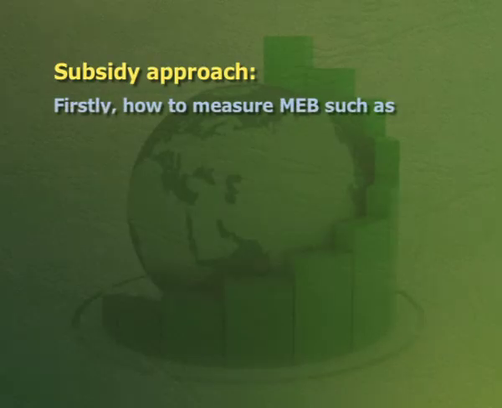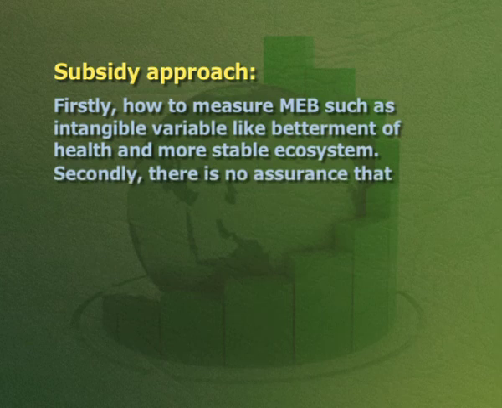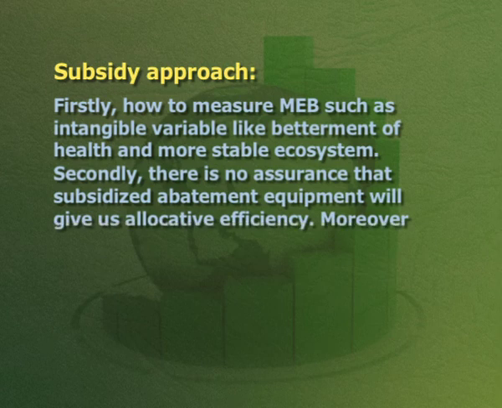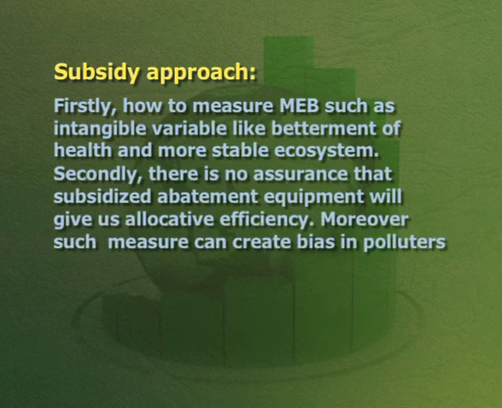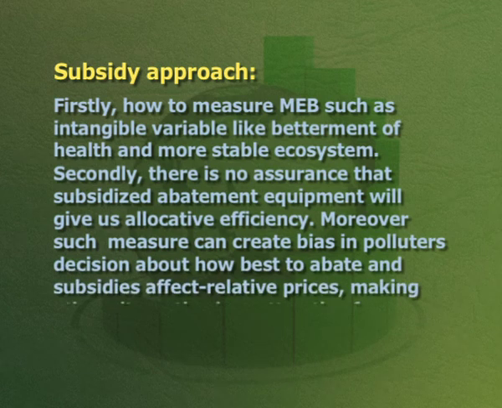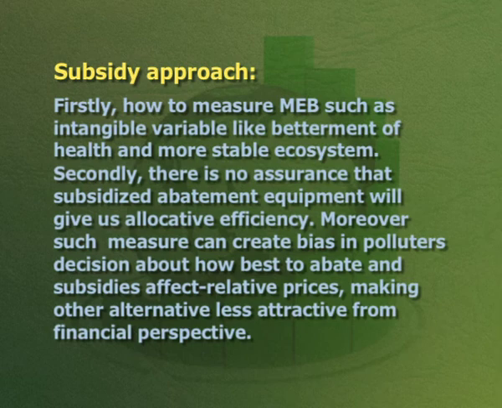However, there are some limitations of the Pigouvian subsidy approach to arrest environmental damages. Firstly, how to measure MEB, such as intangible variables like betterment of health and a more stable ecosystem. Secondly, there is no assurance that subsidized abatement equipment will give us allocative efficiency. Moreover, such a measure can create bias in polluters' decisions about how best to abate, and subsidies affect relative prices, making other alternatives less attractive from a financial perspective.